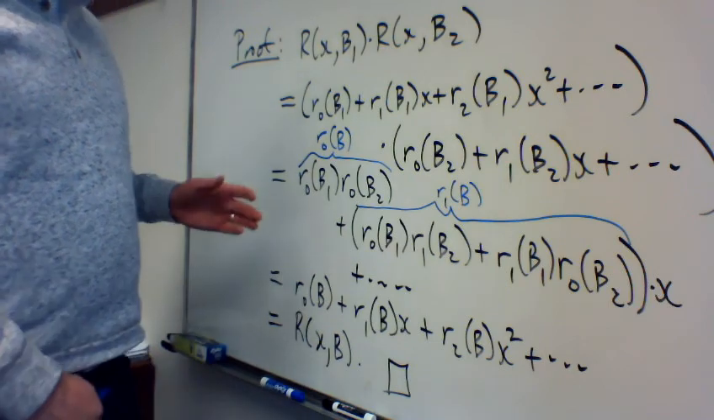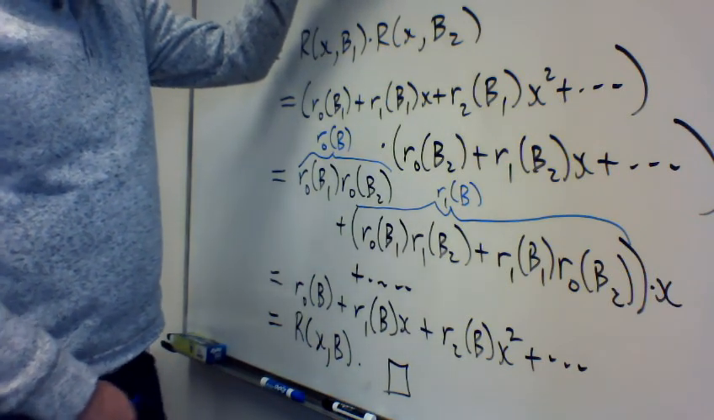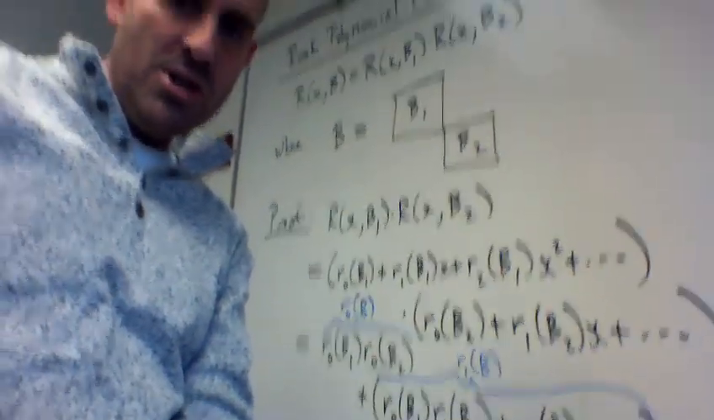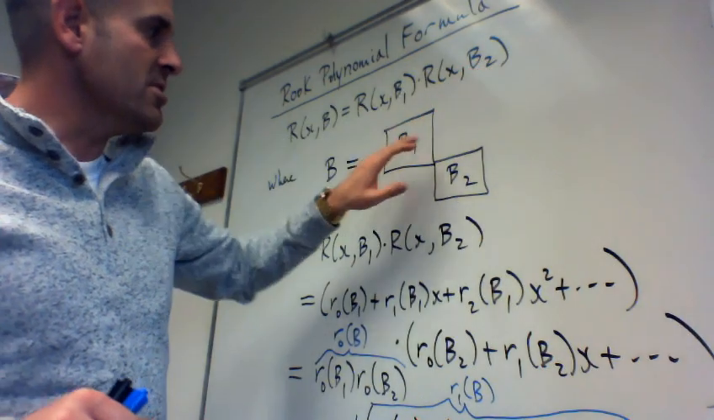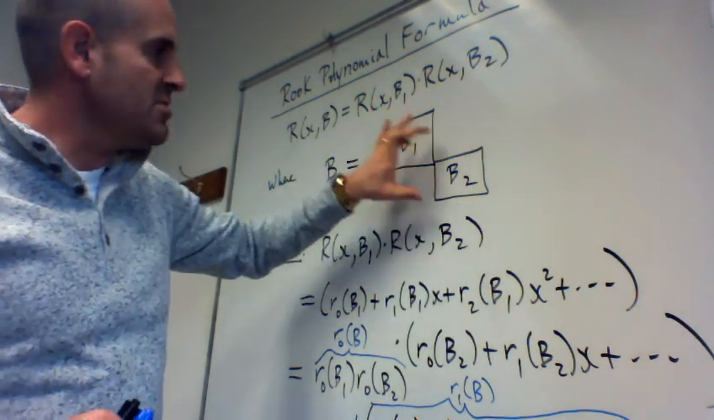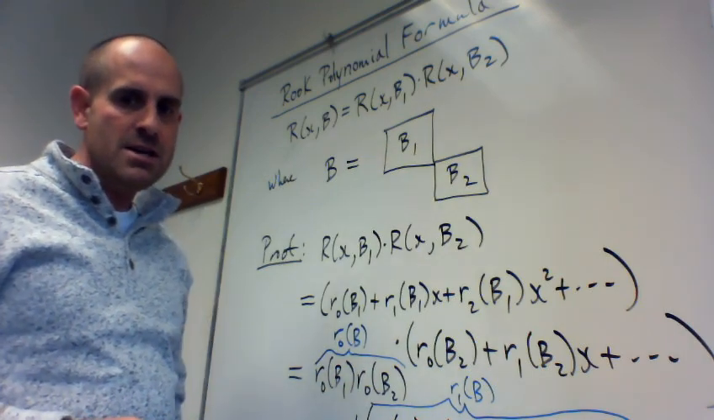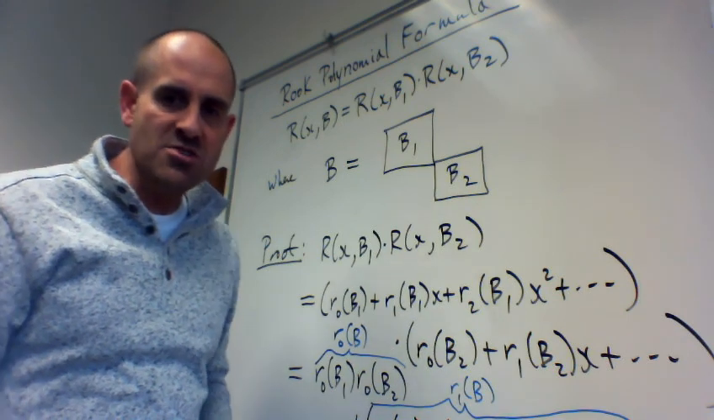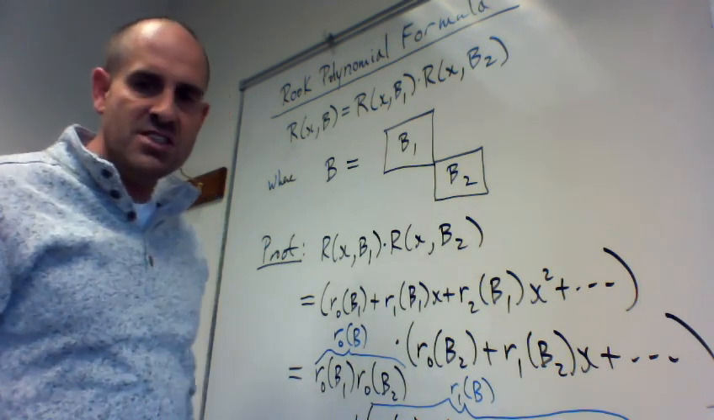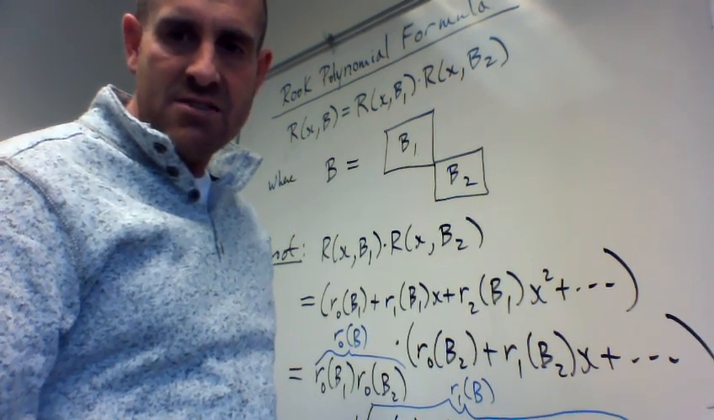And once again, I mentioned earlier, there might be more than just two rook polynomials that are multiplied together. The decomposition doesn't just have to be 2 disjoint subboards, it could be any number of those. So you can see right away that this rook polynomial formula is more general than it initially seems. All right, that's it for now.